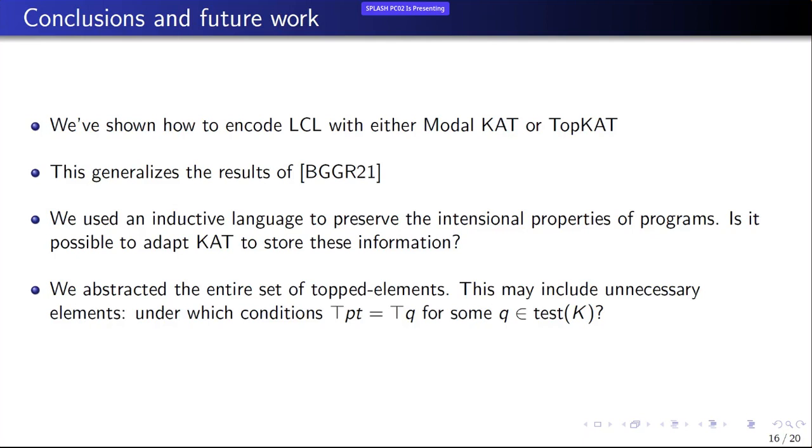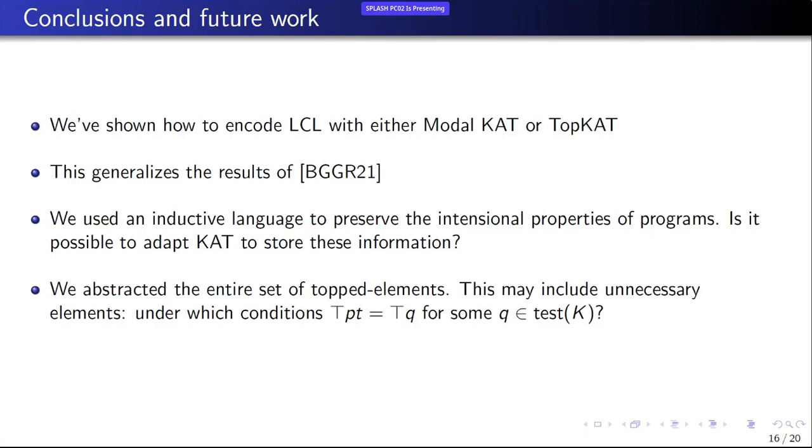To formulate the abstract interpretation, we need to have the intensional properties of programs, because you can easily have two different programs that are semantically the same, but that may have a different abstract interpretation. And so to perform the abstract interpretation, you need to know how the programs were originally written. So in a certain sense, you need to have the source code of the programs. So unfortunately, in KAT, those properties are not stored in general.